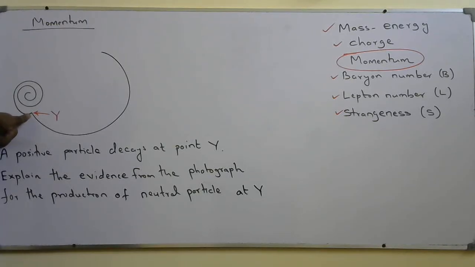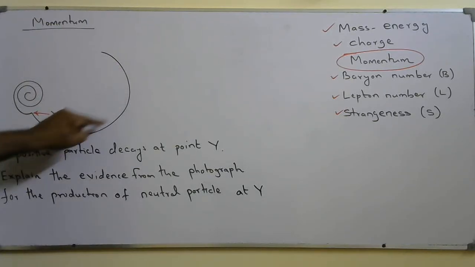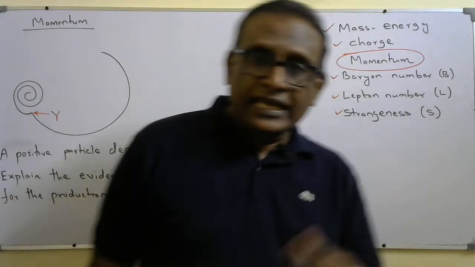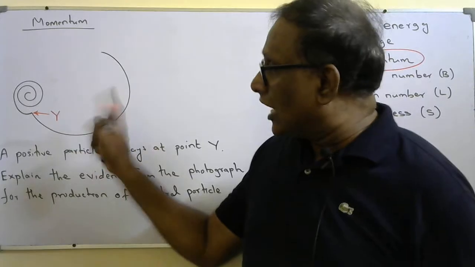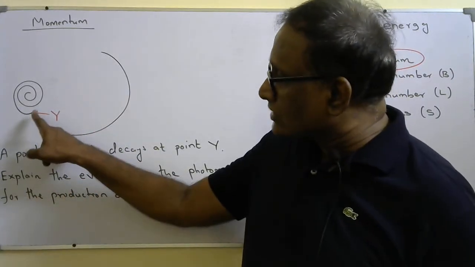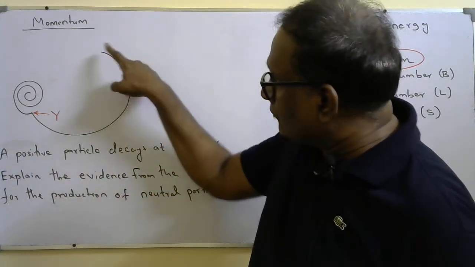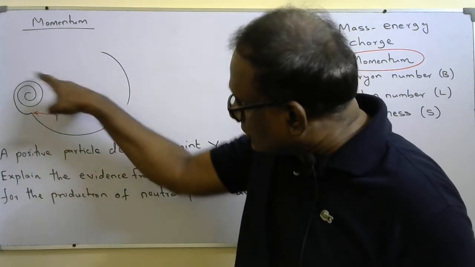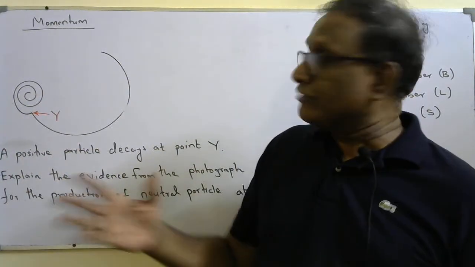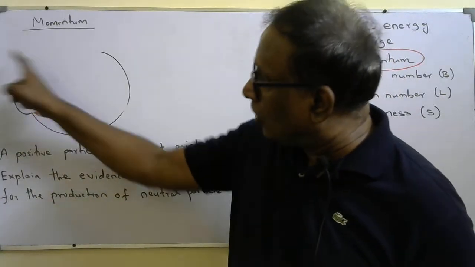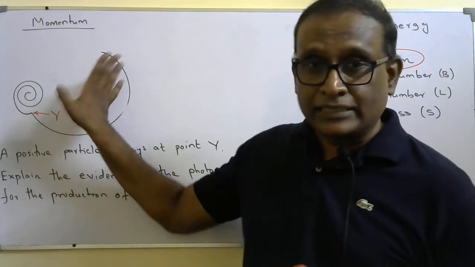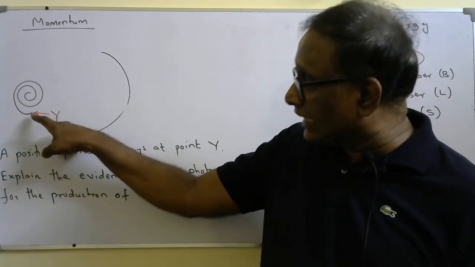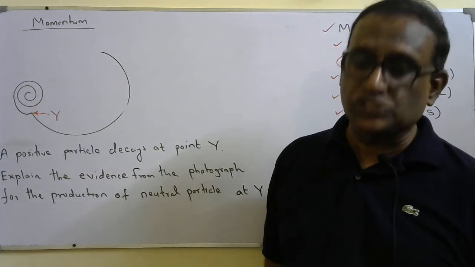So you know that a positive particle is moving, and at this point Y it's decaying, but when it decays, it creates another positive particle. How do I know the particle which is created is also positive? Because the direction of the spiral is the same. Say it's spiraling this way, here also spiraling this way. So it's not a negative particle. If it were a negative particle, the spiral would have gone the other way, the opposite direction, right, in the magnetic field. So the same positive particle is created, but there is a neutral particle also.